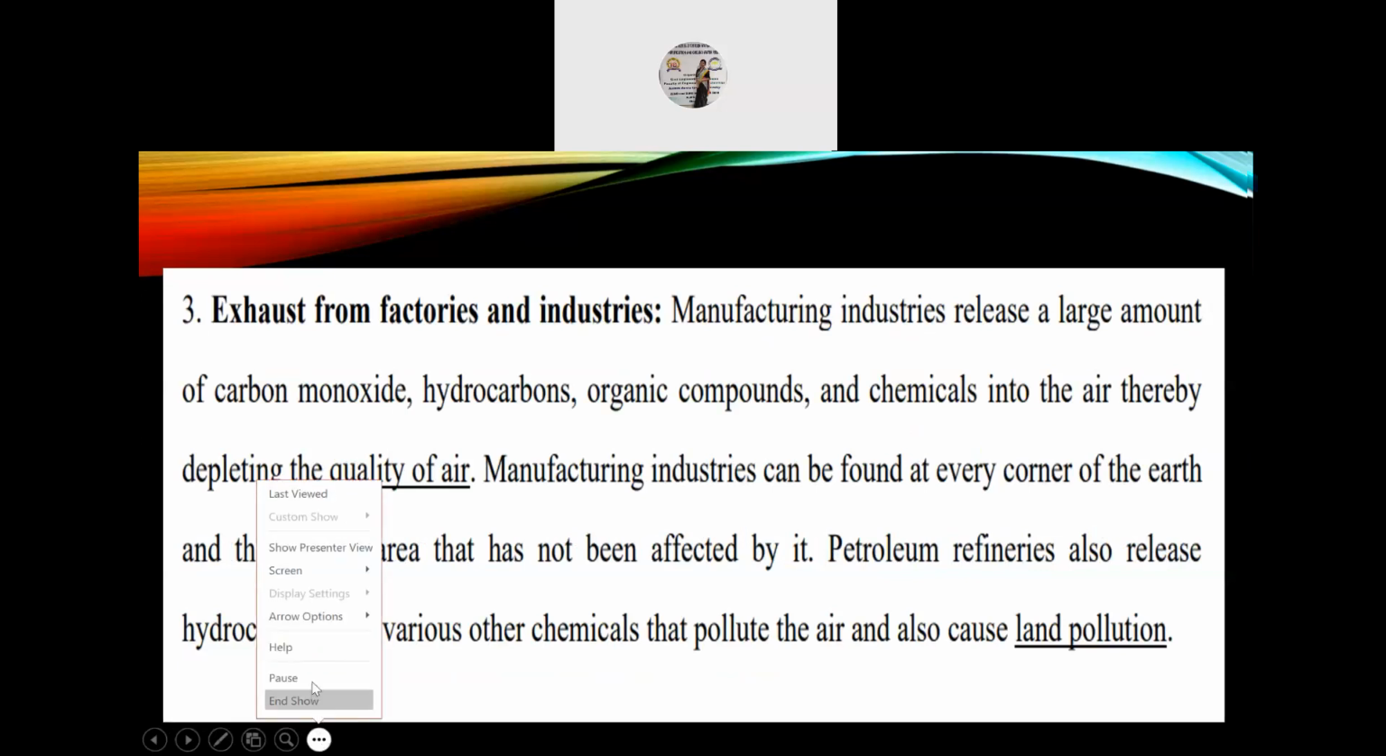Number 3, exhaust from factories and industries. Manufacturing industries release a large amount of carbon monoxide, hydrocarbons, organic compounds and chemicals into the air, thereby depleting the quality of air. Manufacturing industries can be found at every corner of the earth and there is no area that has not been affected by it. Petroleum refineries also release hydrocarbons and various other chemicals that pollute the air and cause land pollution.